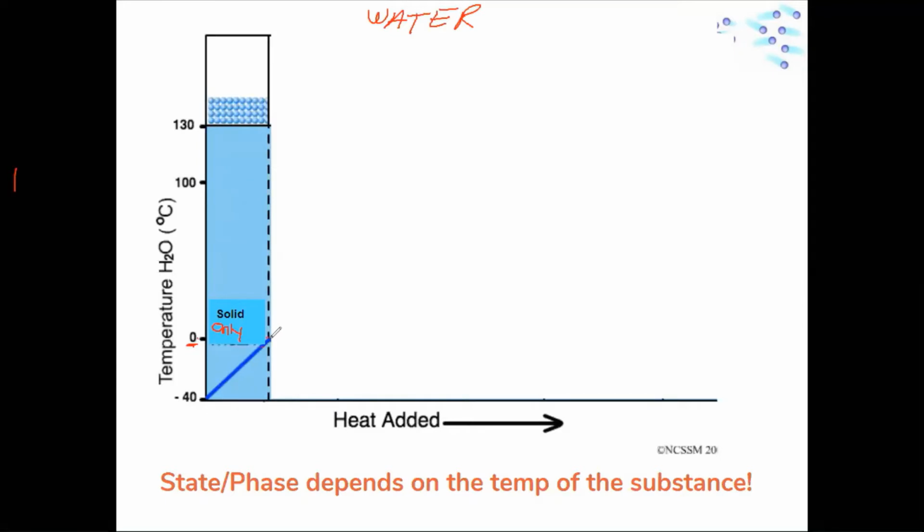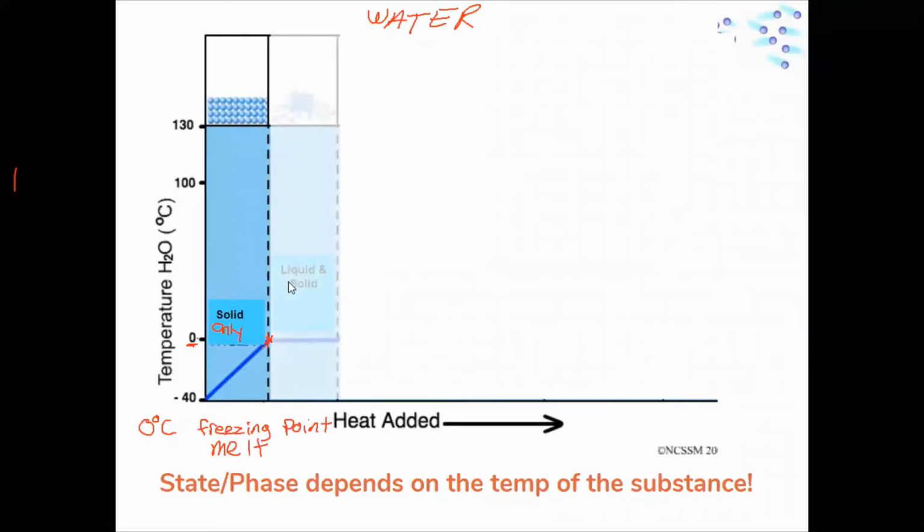Then at this point, does anybody know what's special about 0 degrees Celsius with water? It freezes, right? That's the freezing point. But in this case, we're adding heat. So what's going to happen at 0 degrees Celsius? It's also going to change into like a liquid, maybe. Right, and that means it's going to melt. Exactly. Thank you, Sam. It's going to melt. So in this case, now we're going to end up getting liquid and solid because now our melting process starts. So this is where you have liquid and solid.